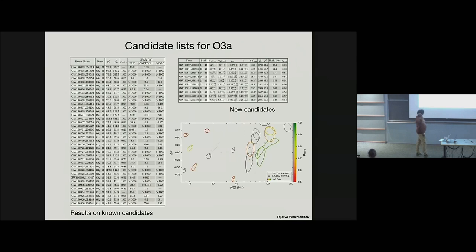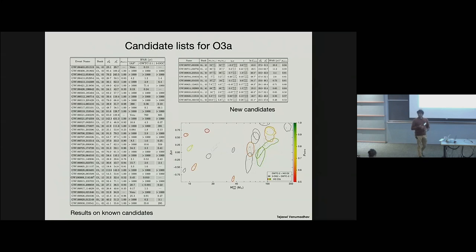By having these improvements, we ran our analysis on both O1 and O2, which we presented in the past, and also on O3A recently. The left-hand column shows the results of our analysis on the events that are in the tables presented by the LVC, and the right-hand column shows the new candidates that popped up above the threshold of significance that I talked about earlier. These new candidates obviously have various levels of believability, because they have various levels of probability of astrophysical origin. They're all formally above the p astro of a half cut, but not everything with a p astro of a half would be something you would bet your life on.